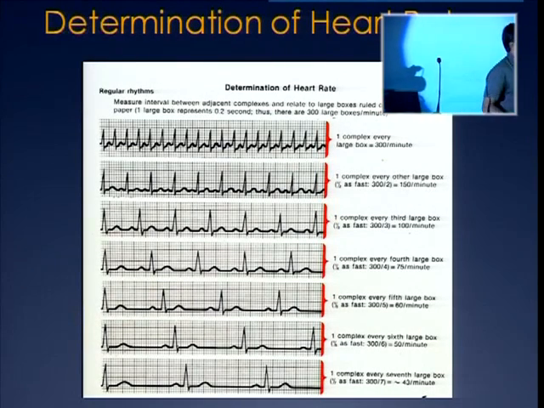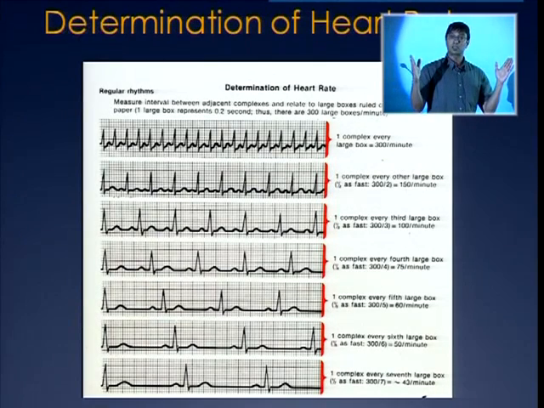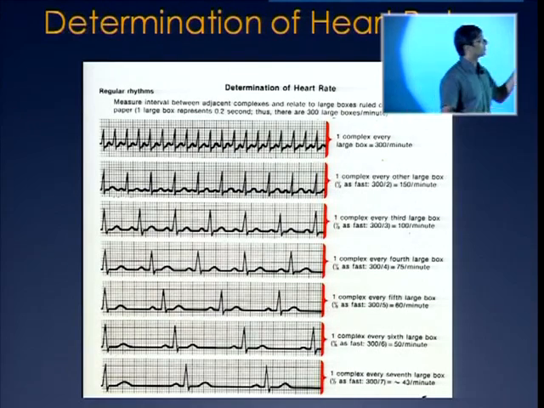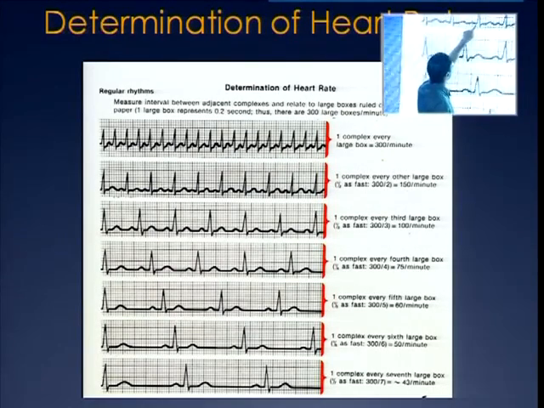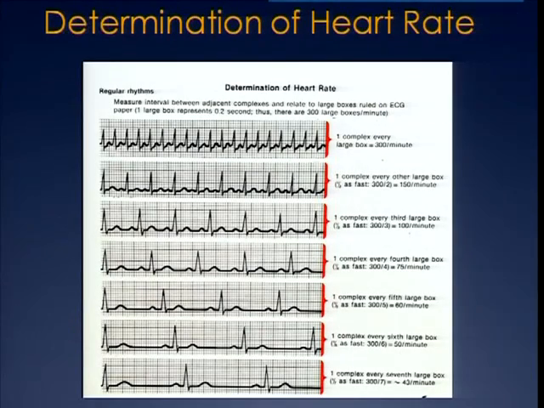We know that the paper speed runs at 25 millimeters per second. So in 1 second it will move 5 large boxes. If you have one QRS complex in every big box, your heart rate is 300 per minute. If it's once in every second box, it means half of 300, 150. But the easiest way would be to just take this distance, and 1500 divided by this distance will give you the heart rate.